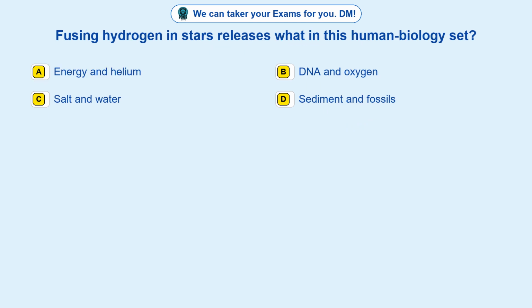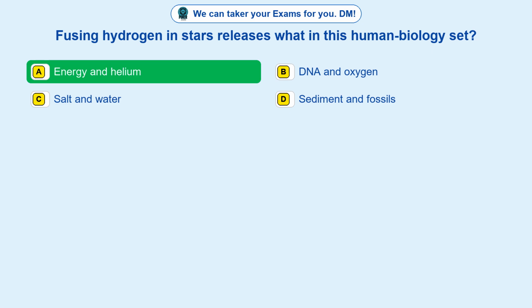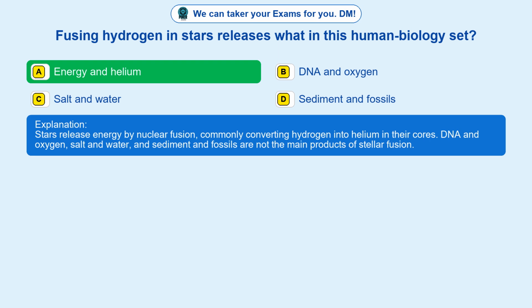Question 93. Fusing hydrogen in stars releases what in this human biology set? Option A, energy and helium. Option B, DNA and oxygen. Option C, salt and water. Option D, sediment and fossils. The correct answer is option A. Energy and helium. Stars release energy by nuclear fusion, commonly converting hydrogen into helium in their cores. DNA and oxygen, salt and water, and sediment and fossils are not the main products of stellar fusion.